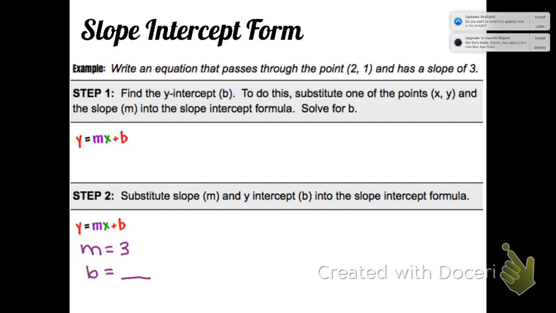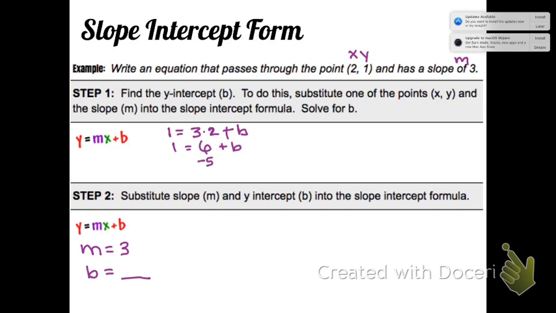So in order to find the y-intercept, we're going to use the fact that they are telling us a point, x and y. They're telling us a value for x and y that works for this equation, and they're telling us the slope. So we're going to substitute those things in. If y equals 1 and the slope is 3 and x is 2, but we don't know what b is, we can solve this. So 3 times 2 is 6, plus b equals 1.